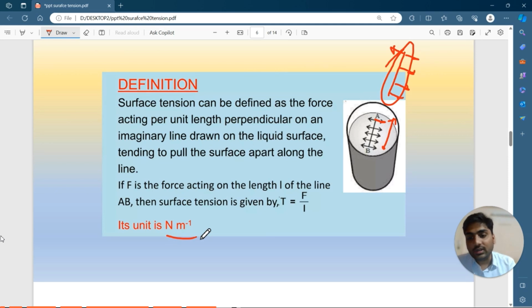Obviously, its unit will be Newton meter inverse, because the unit of force is Newton and the unit of length is meter. So Newton by meter, or Newton meter inverse, will be its unit.